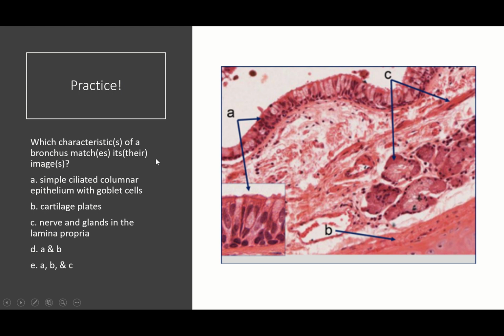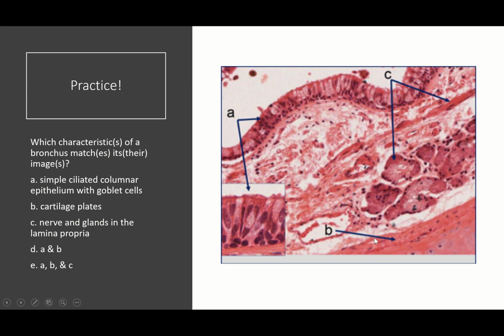So which characteristics of a bronchus match their images? And remember we said bronchus or bronchi have cartilage, right? Incomplete cartilage plates. So A is pointing to, it says, simple ciliated columnar epithelium with goblet cells. So we do have respiratory epithelium in our bronchus. But remember we said respiratory epithelium is going to be that pseudostratified columnar epithelium, right? So not simple columnar, pseudostratified columnar. It is ciliated and it does have goblet cells, but it's pseudostratified, right? So that one's going to be wrong.